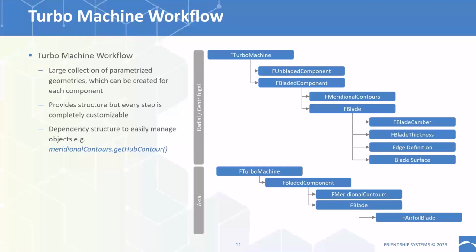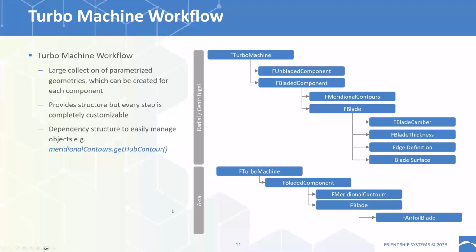And also the structure, this is maybe something more for the people with CAESES know-how. It provides also a dependency structure to more easily manage objects in your model and address components of your model, like you see here in this example, where we have a command that gives us a certain component, in this case the hub contour, from our meridional contours.